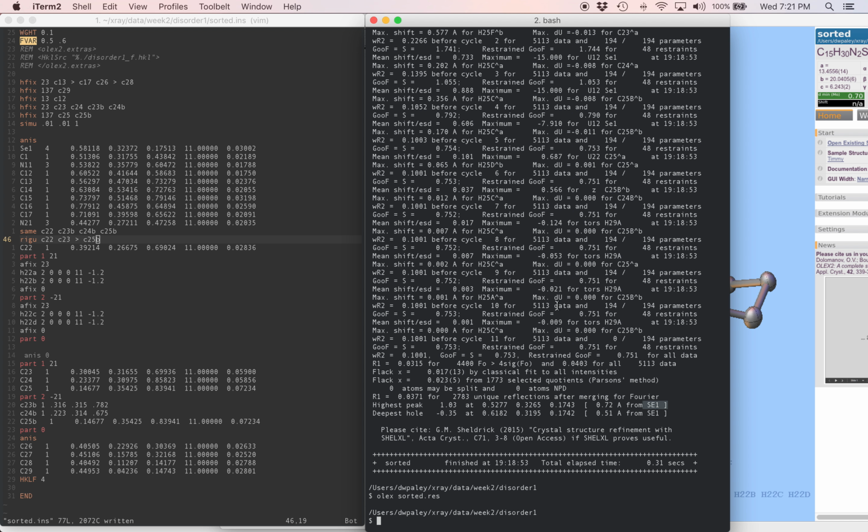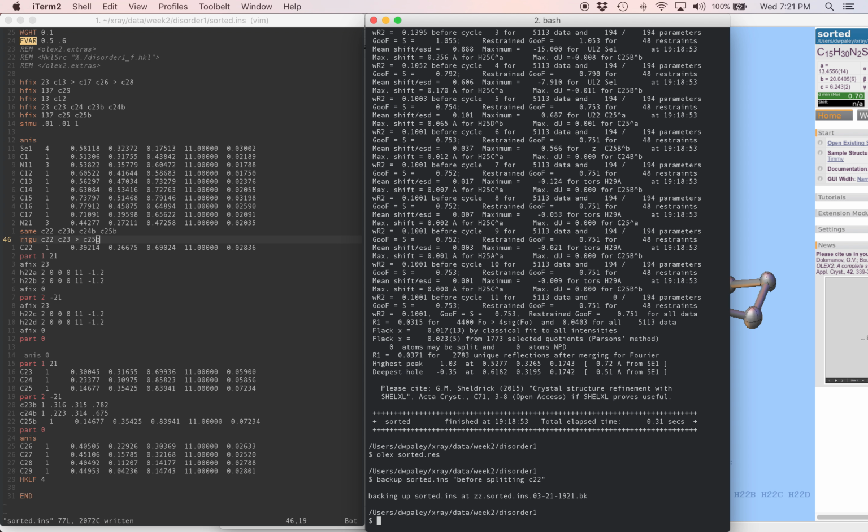We'll back up the model that we've got right now. Back up sorted.ints. We'll call this before splitting C22. Now if we need to come back, we'll have this and we won't have to do it all again.